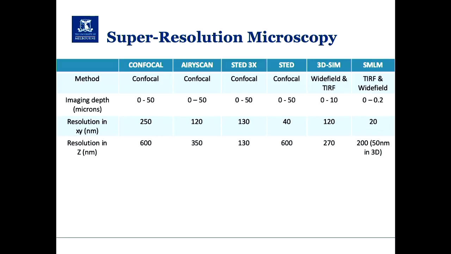These are some of the commercially available super resolution techniques. So Airyscan I will cover in a few slides' time. STED, which is stimulated emission depletion, we don't have within the platform, so I'm not going to cover that, but that can get you down to 40 nanometer resolution, or if you want isotropic resolution, 130 in X, Y, and Z. 3D SIM we have, which gives you about a 2-fold increase in resolution. And then finally, single molecule localization microscopy will get you down to about 20 nanometers resolution.